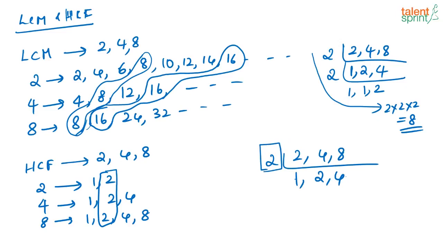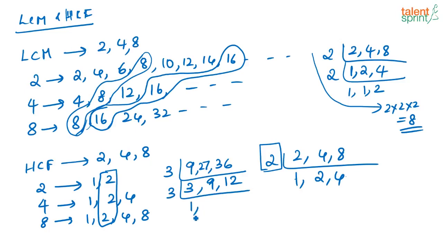Now, let me give you one more example for HCF so that it is clear. See, let us take three numbers 9, 27 and 36. Now, if I am finding out the HCF of these numbers, I divide by 3. Okay, 3 is divisible in all these three numbers. So, I have 3, 9 and 12. 12 3s are 36. Again, I divide it by 3. So, you have 1, 3 and 4.